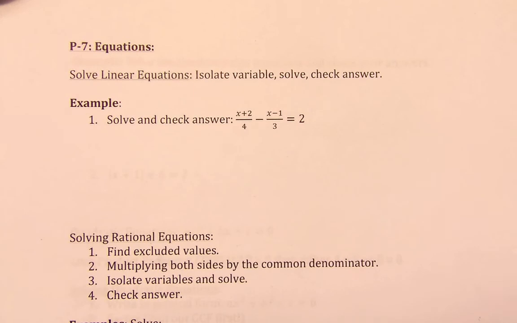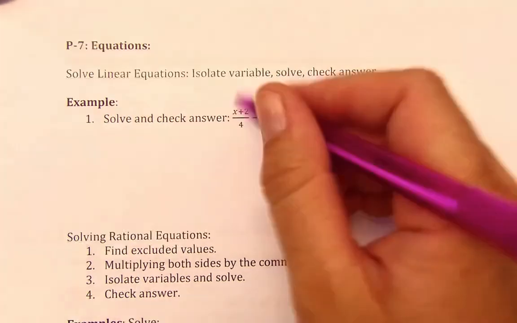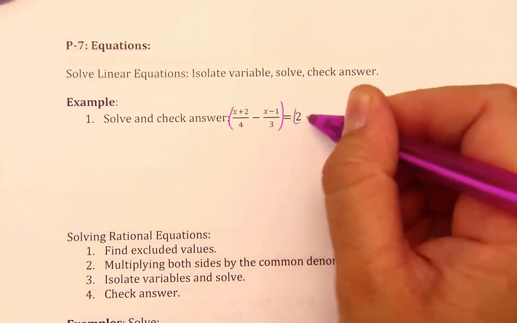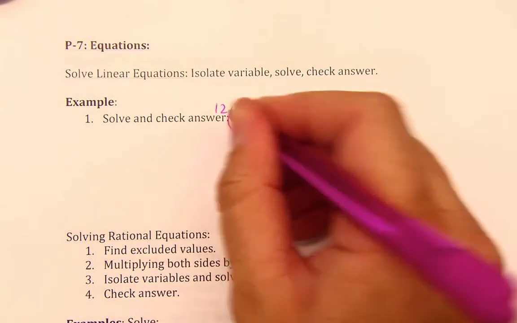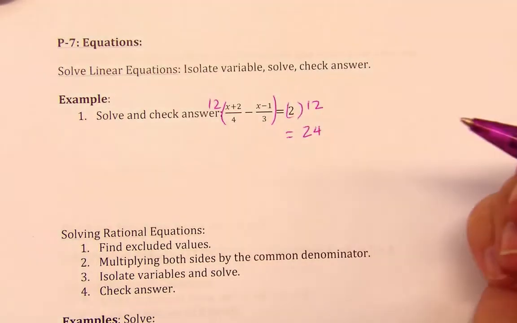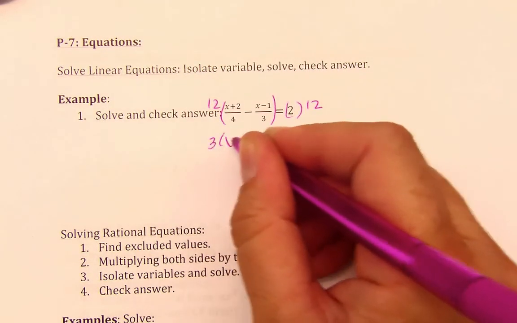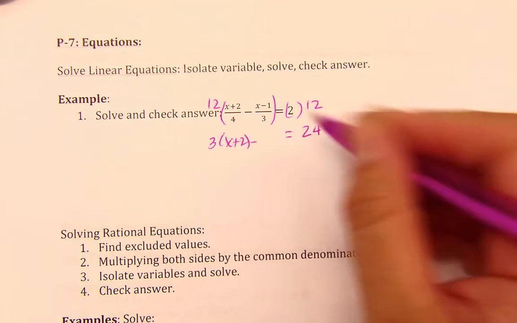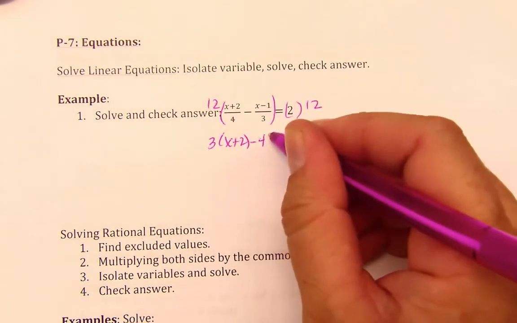Now the easiest way to solve this is to look at what our common denominator might be here and multiply by that on both sides. In this case, our common denominator would be 12. And so the right side becomes 24, and on the left side, the 4 and the 12 reduce and become 3. And this fraction becomes, the 3 and the 12 reduce and become 4.